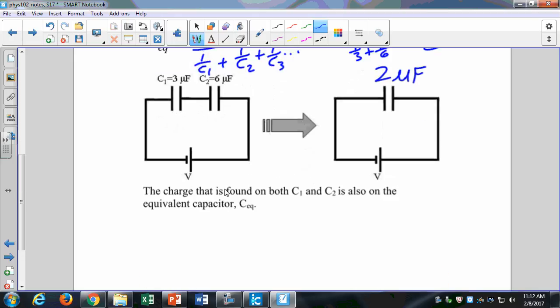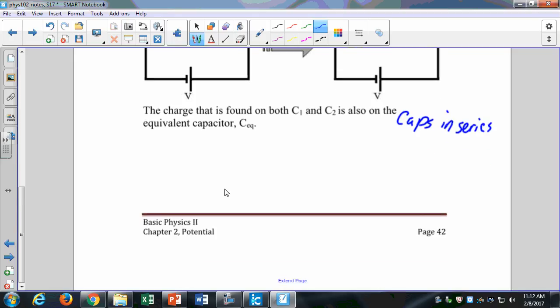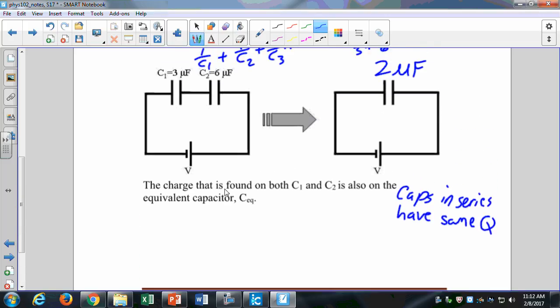The charge that is found, remember one of our rules is that caps in series have the same charge. So these two capacitors, this capacitor and this capacitor, have the same charge. You follow me? Because they're in series, they have the same charge. It's an induced charge, so they have the identical charge on this one as they do on this one. They're also going to have the same charge as this capacitor. So whatever charge is on the equivalent capacitor will also be on each of those.